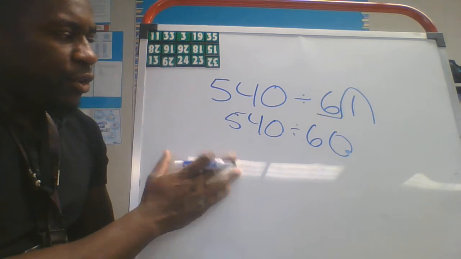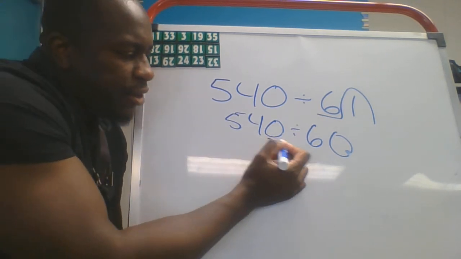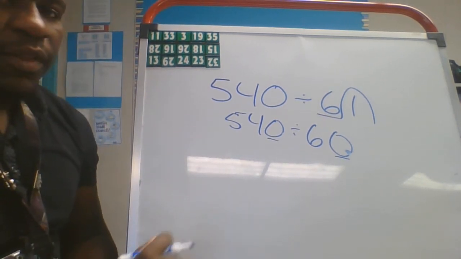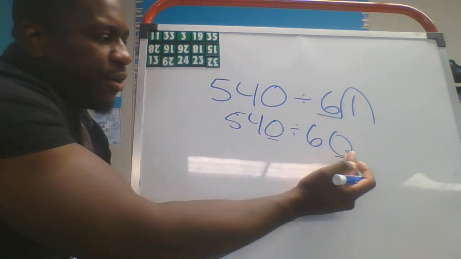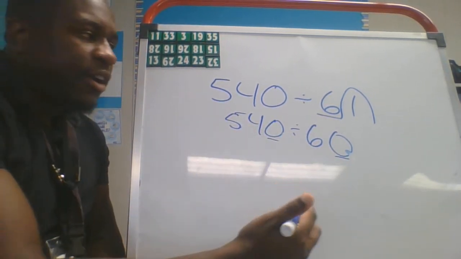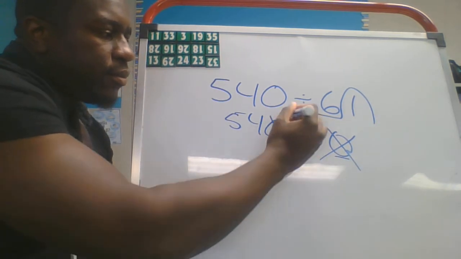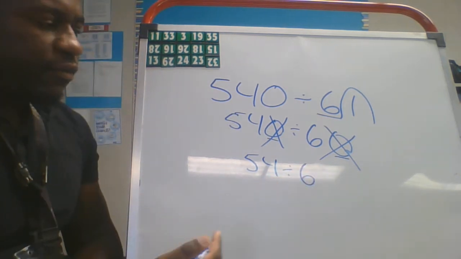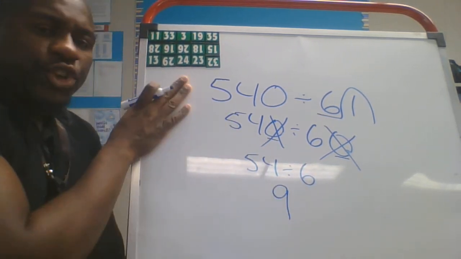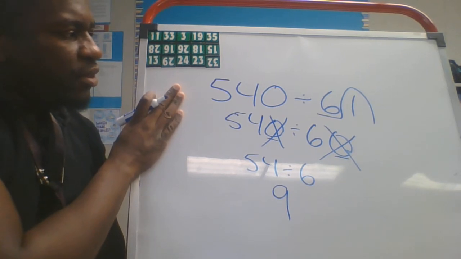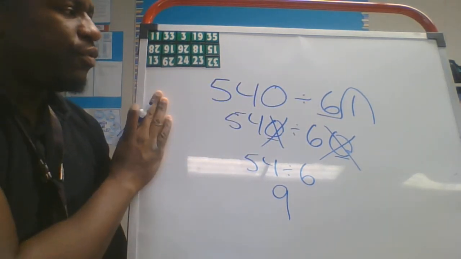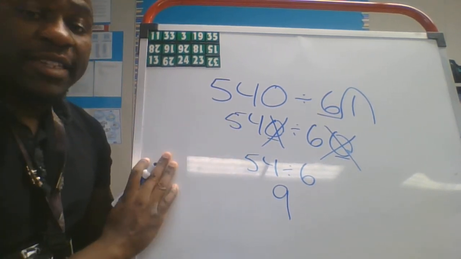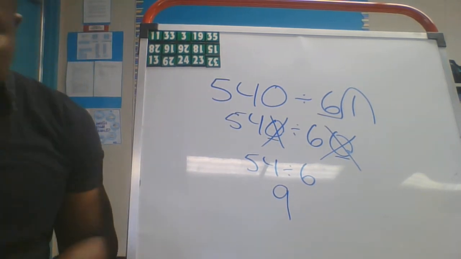The next step I would do is, you see these zeros here? I want to eliminate as many of these zeros as I can to make this number a little less messy. If there's a zero on both sides at the end of the number, I'm just going to cross it out. 54 divided by 6 is 9. So the answer here is, you can fit 61 into 540 about 9 times. Not exactly 9 times, but we're making a rough estimate. So it's about 9 times.